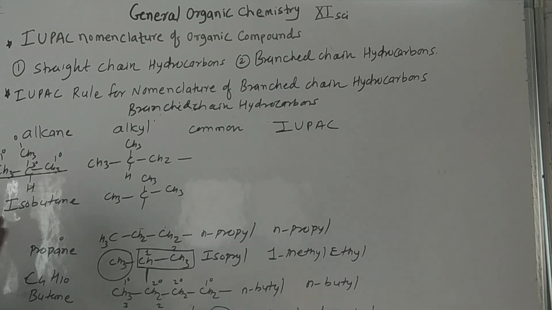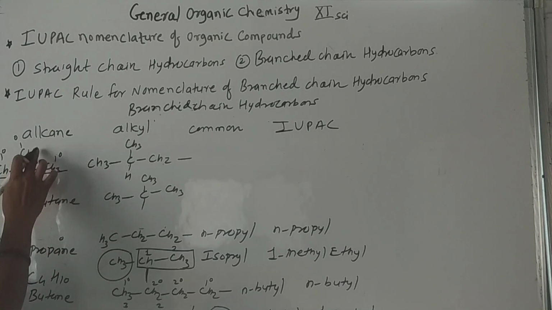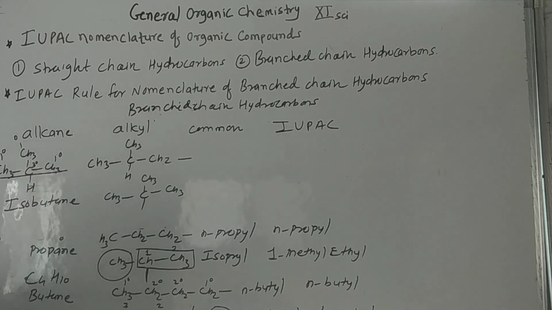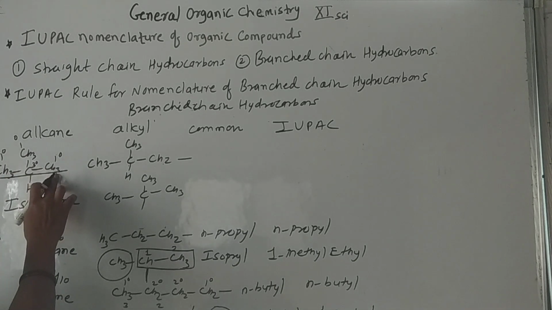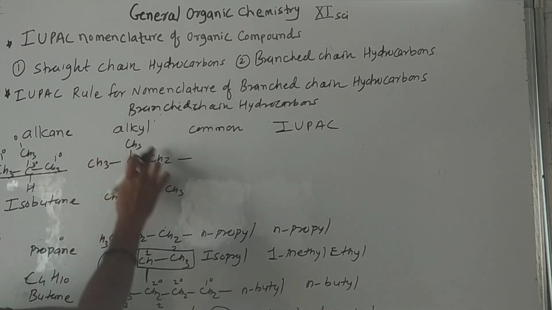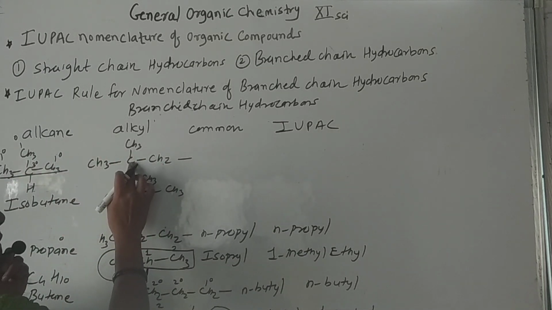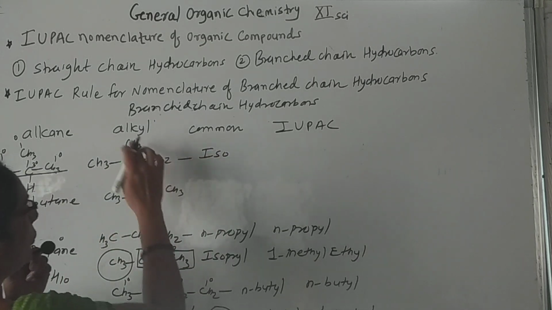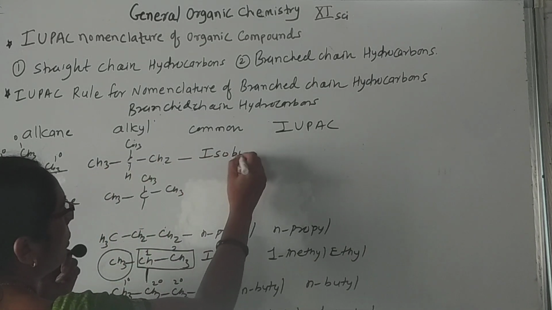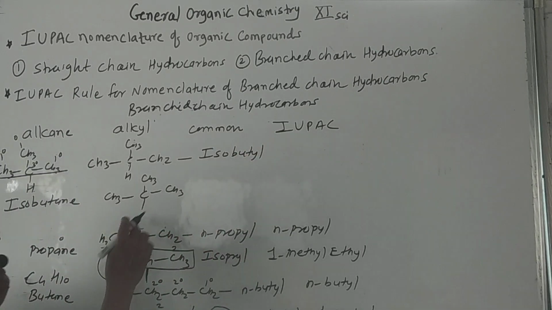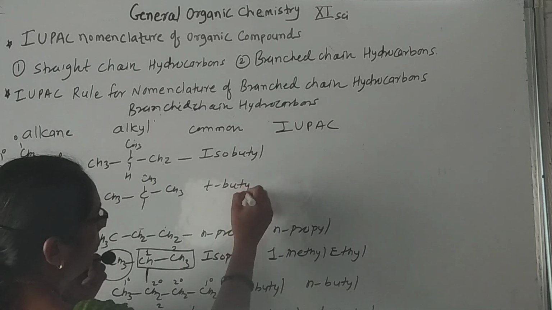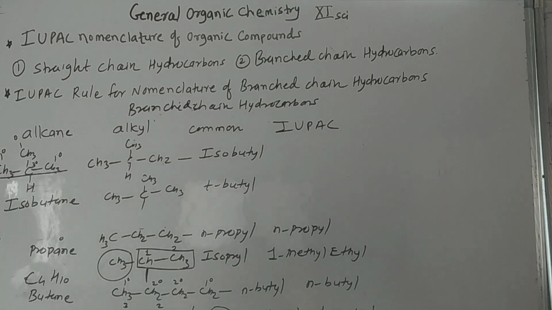Okay. So isobutane has 3 primary carbons, which have the 9 hydrogens, and 1 tertiary carbon. If I replace the hydrogen from the primary carbon, I get this group, and this group is called isobutyl, as there is a methyl group on the second carbon, so it is an iso. So iso 1, 2, 3, 4. So it is isobutyl. And this carbon is attached with 3 methyl groups. It is called tertiary butyl. So tertiary butyl is the common name.